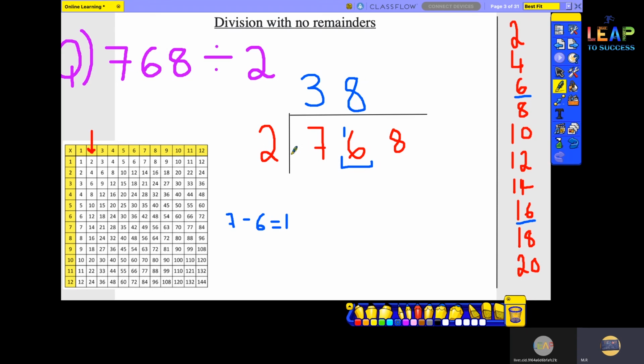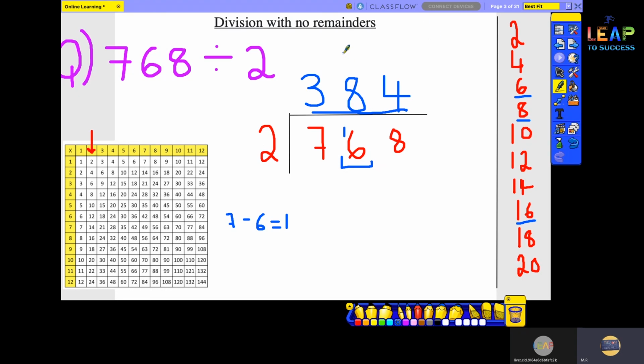Okay. Now, the final number that you're left with is 8. How many 2's go into 8? We can see obviously there, it goes directly into that. It's in the 2 times table. How many times is it? 2 times 1, 2 times 2, 2 times 3, and 2 times 4 without any remainders. So your final answer is 384.